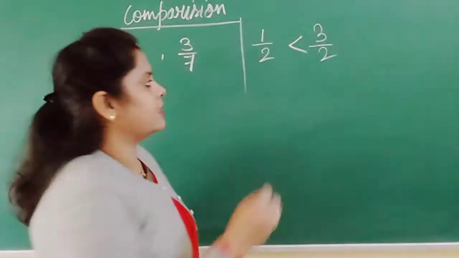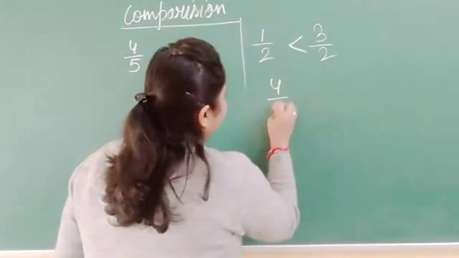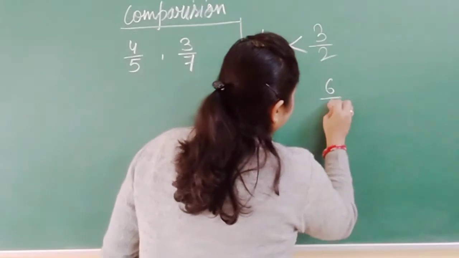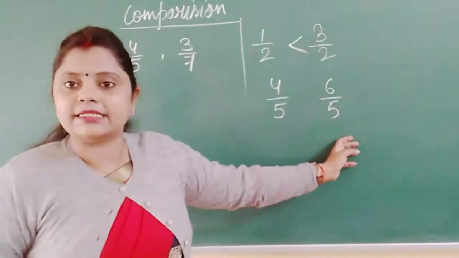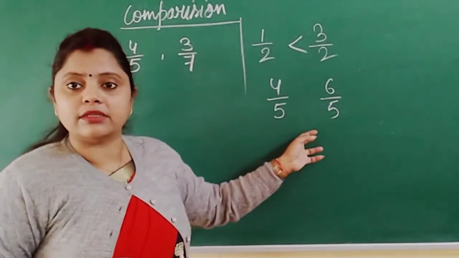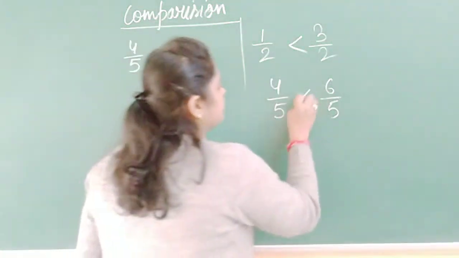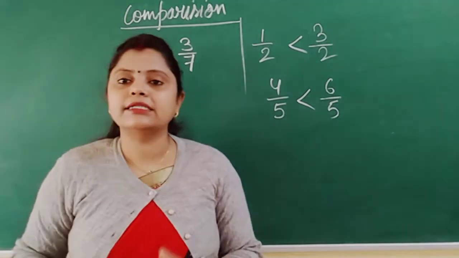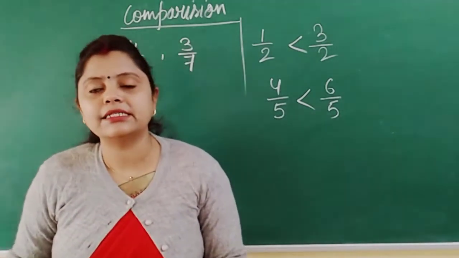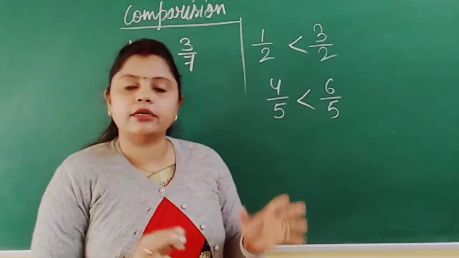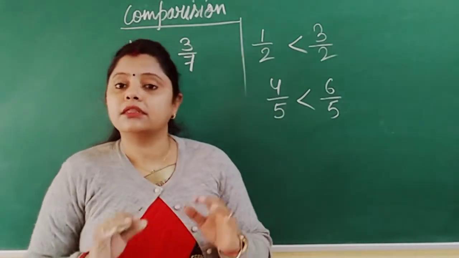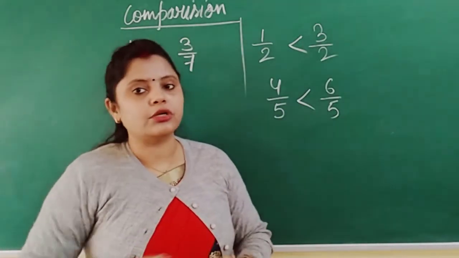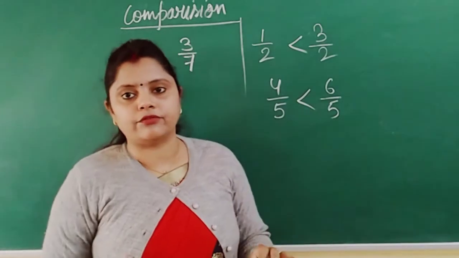Let us take one more example. If I write 4 by 5 and 6 by 5, obviously 6 is greater than 4. Both have the same denominator. That means 6 by 5 is greater than 4 by 5. So if you get such questions where the denominators are same, you can simply see the numerators and check which one is the greater fraction. It is not at all difficult. This is one of the rules.